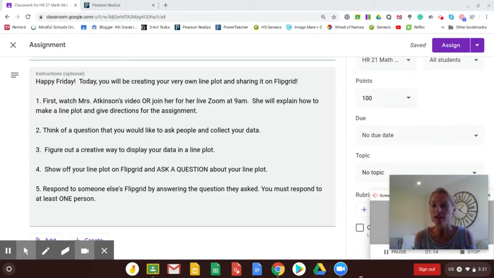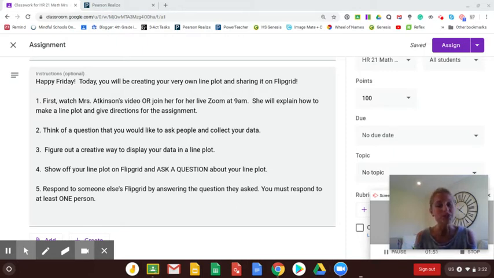Then you have to survey a bunch of people, and it doesn't have to be that many. You could do the people in your family, maybe call a friend, call grandma and grandpa. If you see a neighbor walking their dog outside, you can shout, hey, can you answer my question? But get anywhere from about 6 to 10 people to answer your question. You can do more, you can do less, but you don't really want to have too many less than 6 because then your line plot won't be as good.